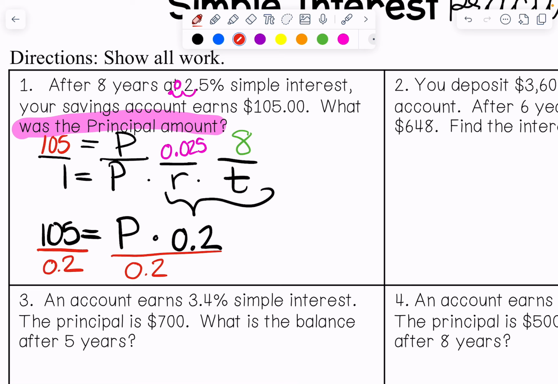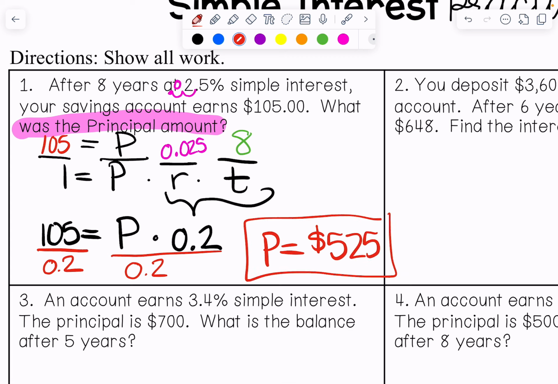And when I take 105 divided by that, I'm going to get 525. So that means that P is equal to $525. So my principal, what I started with, was $525. And after 8 years at the 2.5% simple interest, my account earned $105.